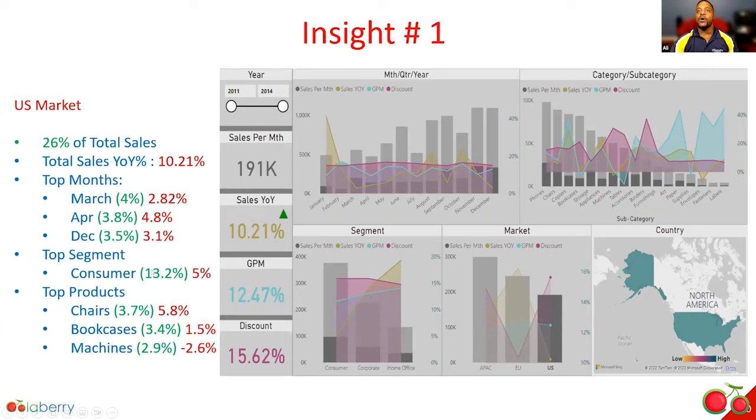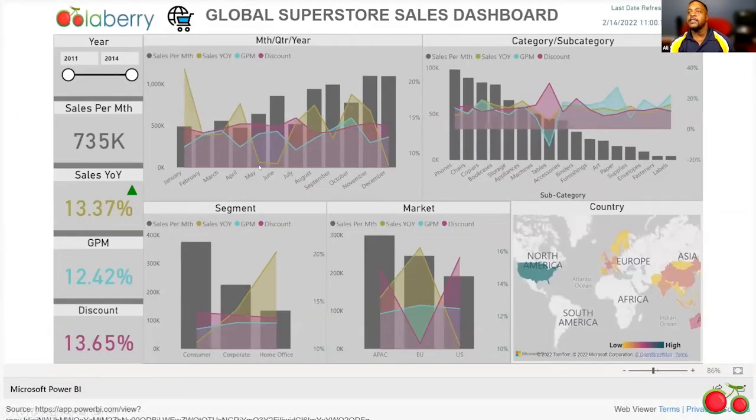So when you're asking, where do we spend our marketing dollars? One is the US market. And not only the US market, because that's so broad, but in the US market, specifically on these months, specifically on this segment, specifically on these products. That's where you're going to get your biggest change. Let's keep it moving. Let's look at our time dimension.